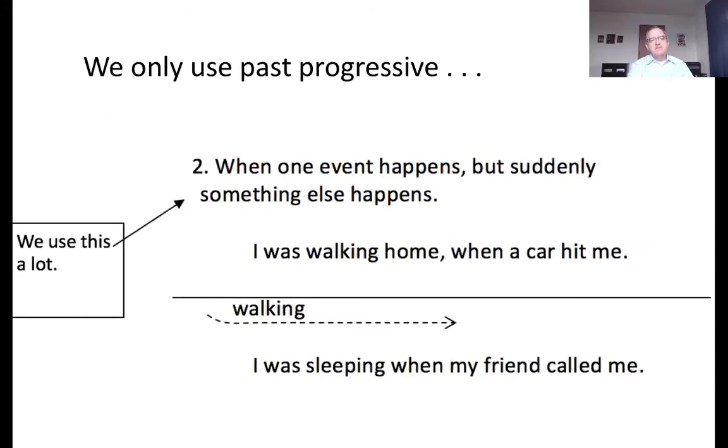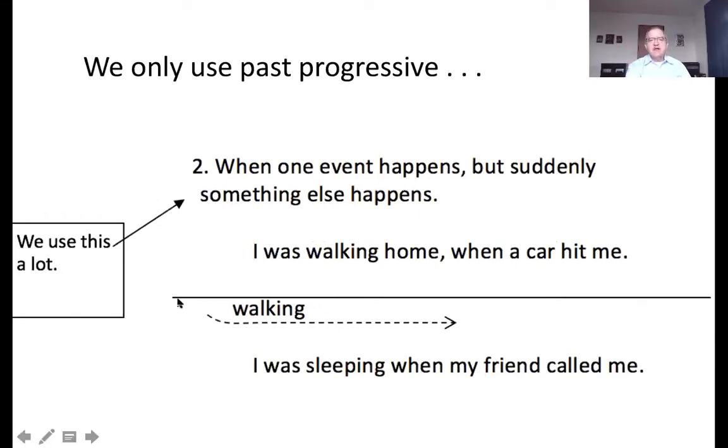And number 2, when one event happens and it's a long action, and then suddenly, bam, something else happens. I was walking home when a car hit me. Okay, I was walking, walking, walking, bam, a car hit me. So the walking is a condition. It's a condition or situation where a sudden action happens.